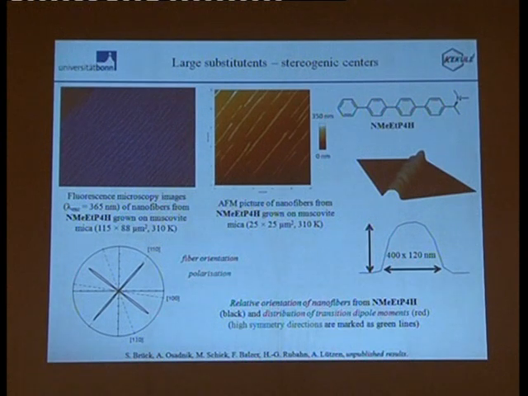Interestingly, it also accepts very large substituents. We were very surprised about this, and also chiral ones. So we again get nice nanofibers, nicely mutually aligned with a half-round cross-section. You can see it more or less here. And we have a really narrow distribution of the fiber orientation and the polarization of the emitted light of these compounds.